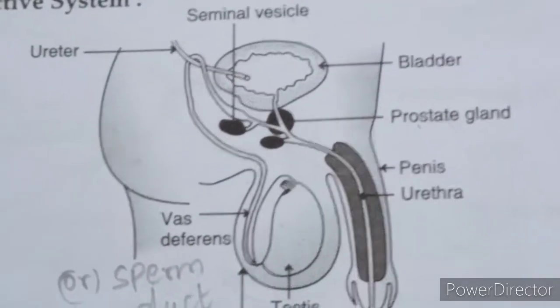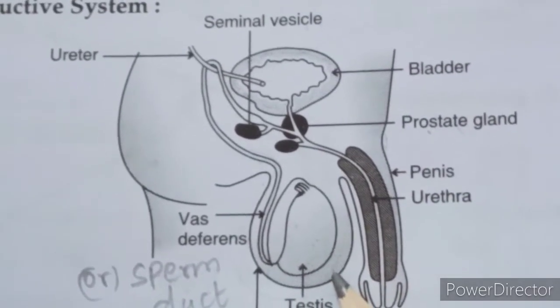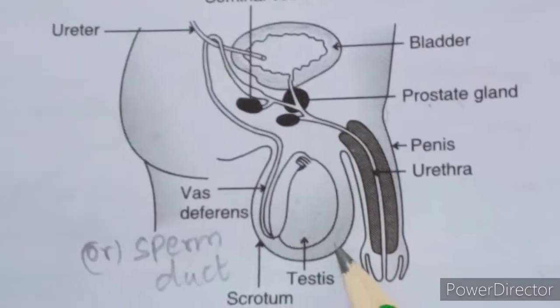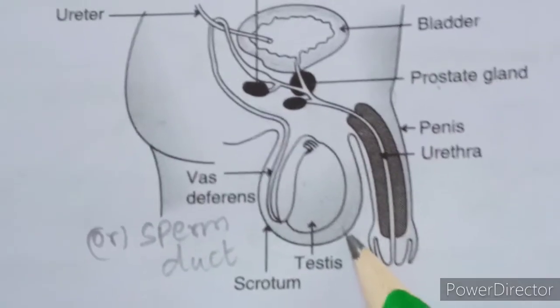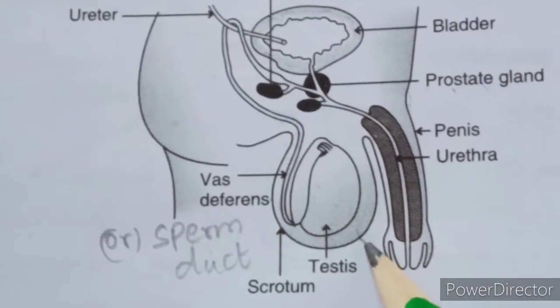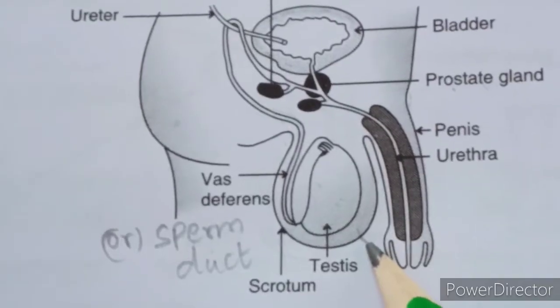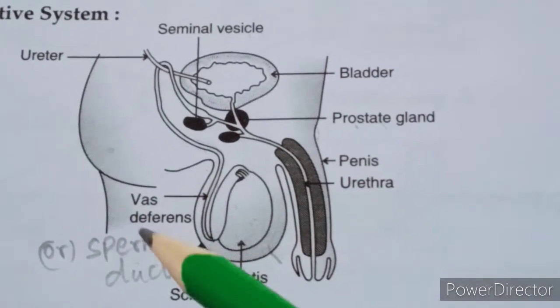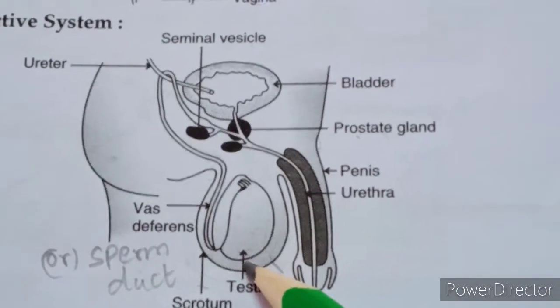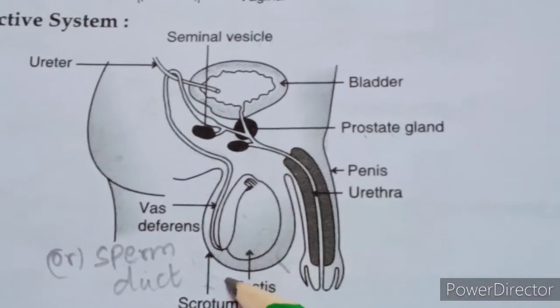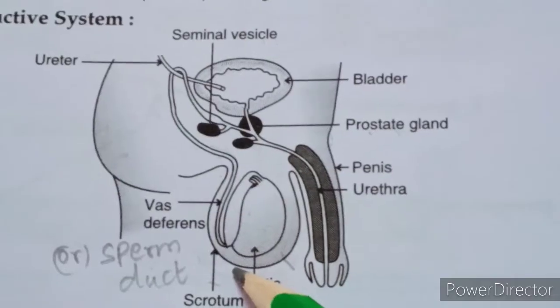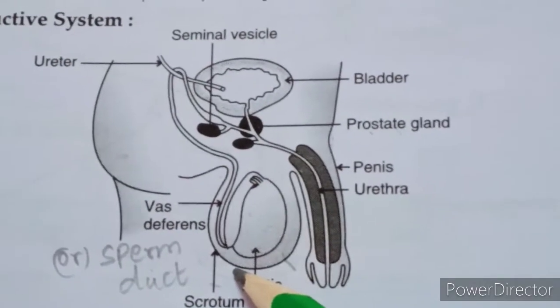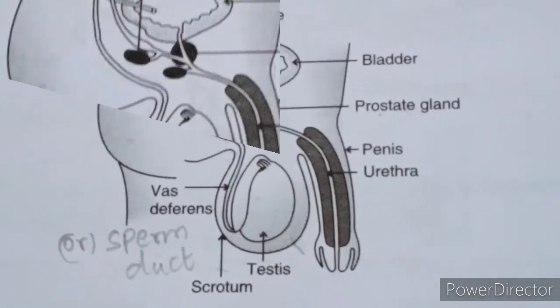Now coming to the first part, the scrotum. It is located outside the abdominal cavity because sperm formation requires a lower temperature than the normal body temperature. Let us see the functions of the scrotum. It helps to protect the testis and also provides the optimal temperature to the testis for the formation of sperms.